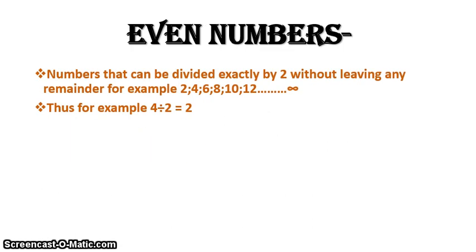Next, even numbers. Even numbers are numbers that if you divide by 2, they don't leave a remainder. All even numbers are divisible by 2. Even numbers include 2, 4, 6, 8, 10, 12, 14, 16 up to infinity. There are many.